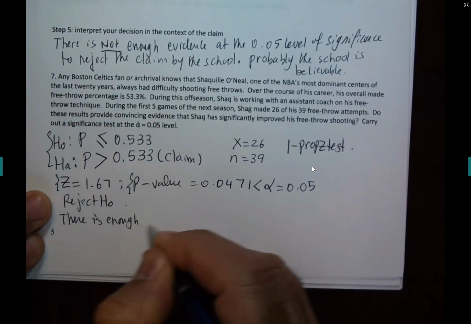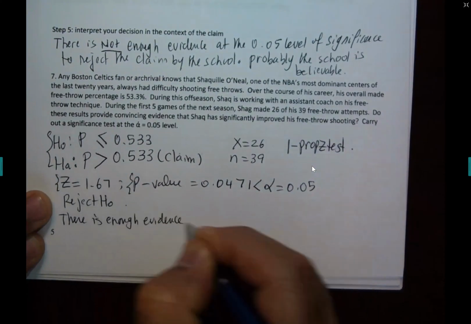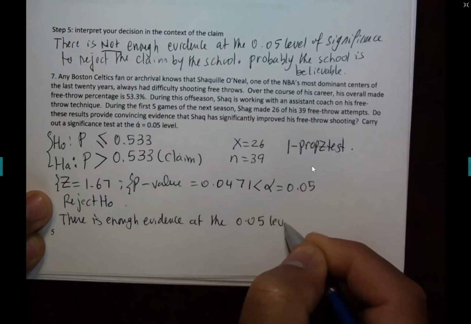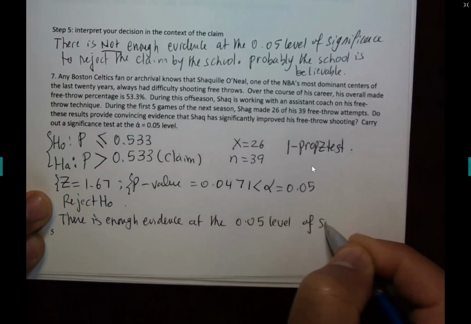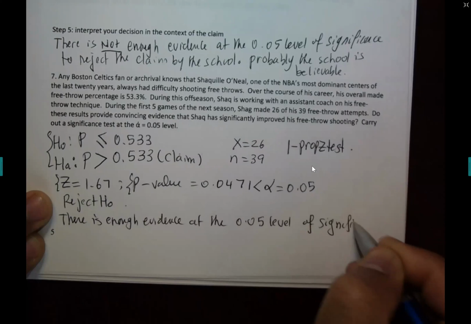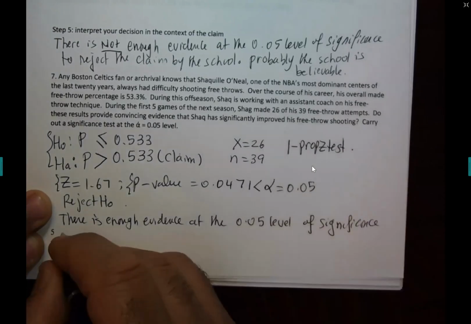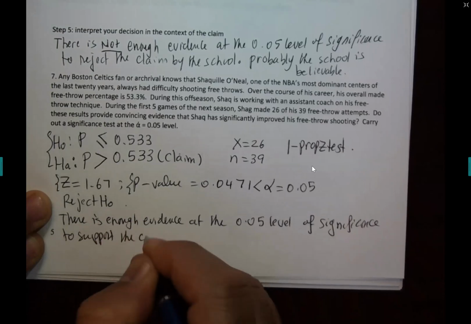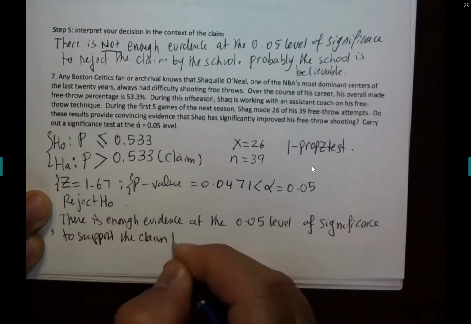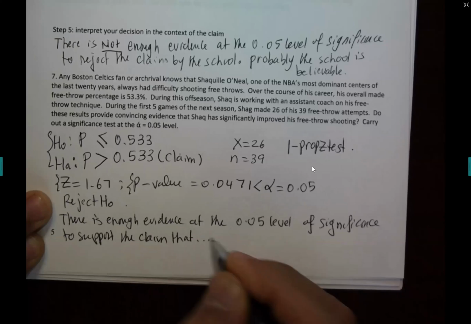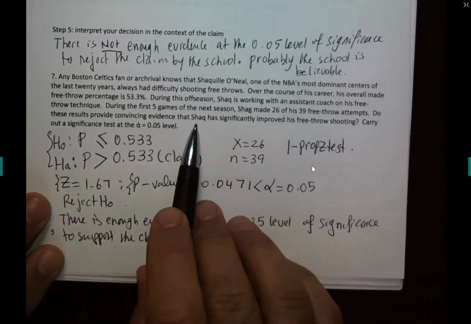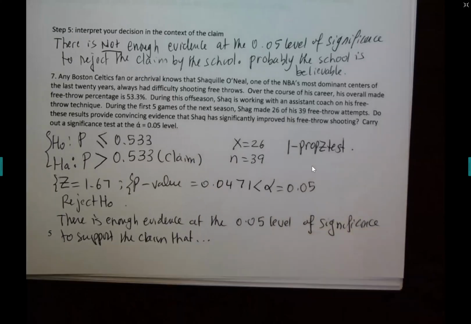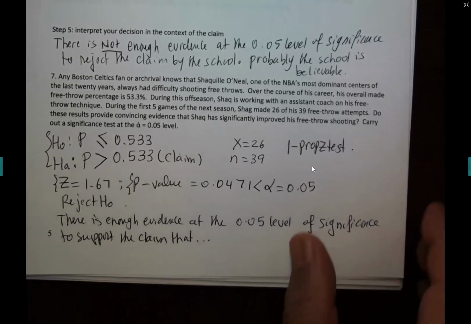There is enough evidence at the 0.05 level of significance to support the claim. And what is the claim if you have to write it down? That Shaq has significantly improved his free throw shooting with the training. So it did work.